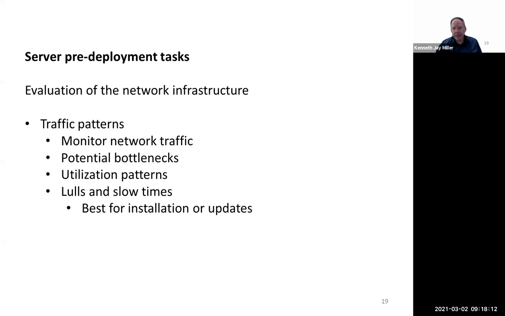We should also look at the traffic patterns. So we may think that a really good time to do our backups is between 2 a.m. and 6 a.m. We have a little four-hour window to do our backups, but we don't look at the network traffic to find out that that's when somebody else in another part of the world is accessing our system very, very heavily. Well, we certainly don't want to do our backups when there are a lot of active users on our system. So lulls and slow times are best for our installations or our updates.